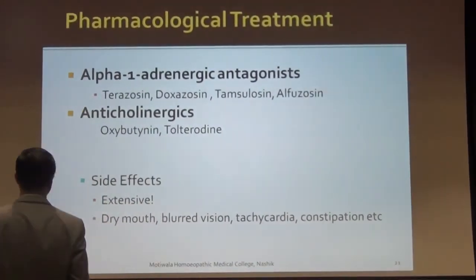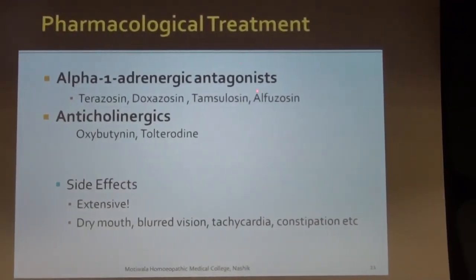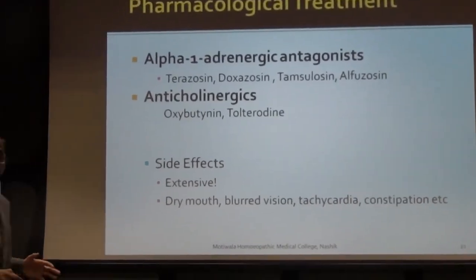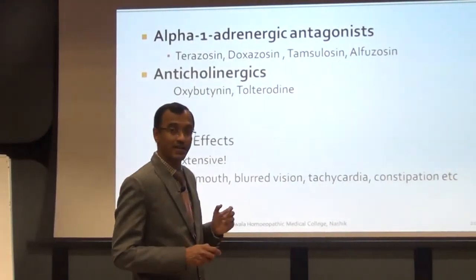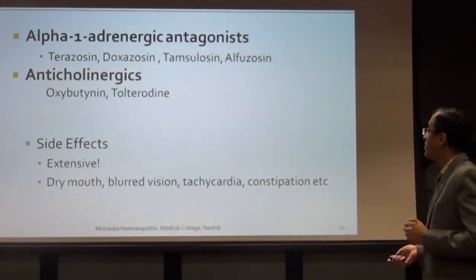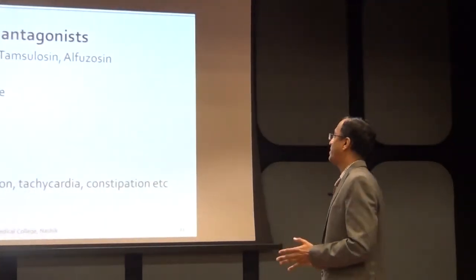Specifically, alpha-1 adrenergic antagonists are known to produce hypotensive attacks. And again, anticholinergics will also very commonly affect the urinary and genitourinary functions. So, these are the pharmacological therapies which are available.